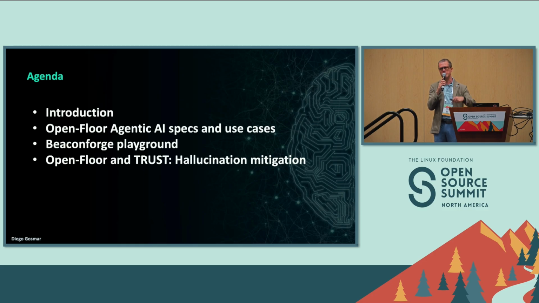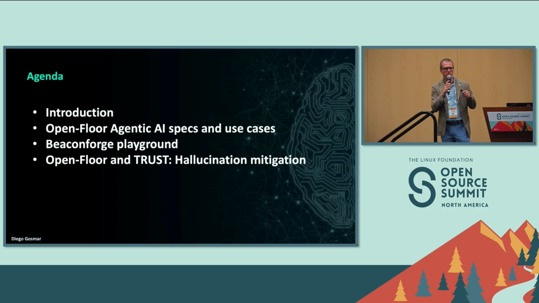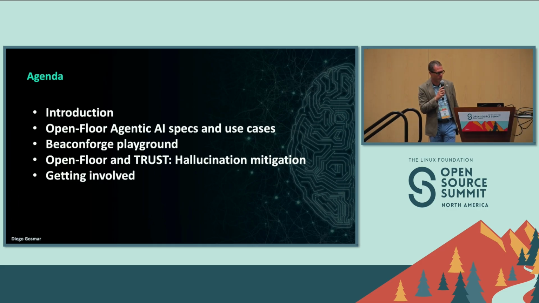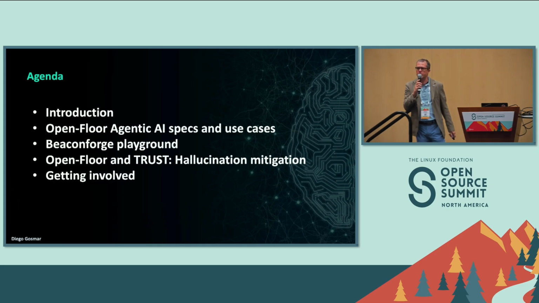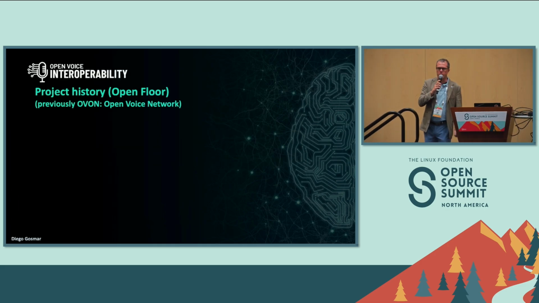The second part of the presentation will be about some use cases and some side effects, beneficial, I would say, of using interoperability standards in AI agents like ours to build trust in AI. In particular, we will see how it can help in hallucination mitigation. And then how to get involved in the projects for people who are interested. And of course, at the end of my presentation, I'm open to any questions. I will do my best to answer you, okay?